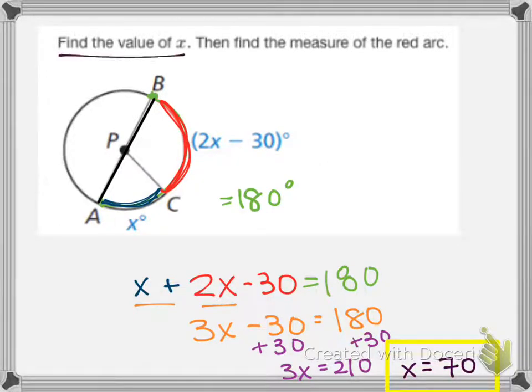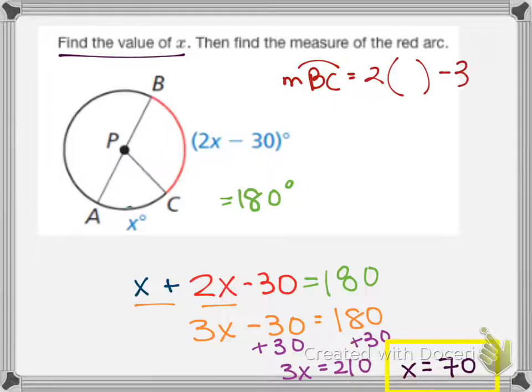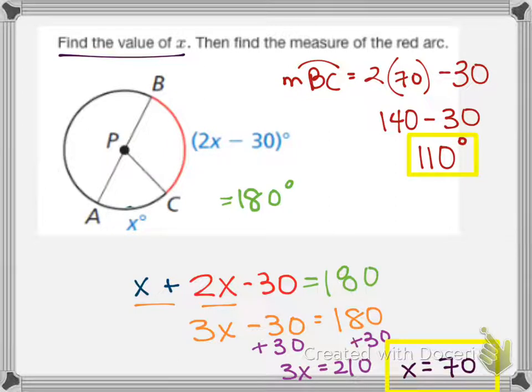It says find the value of x, and then it says find the measure of the red arc. So the red arc, if I erase this, is BC. So we're going to find the measure of BC, which is 2 times x minus 30. So we're going to do 2 times 70, which is 140, minus 30, which makes 110 degrees. An easy way to check yourself, if this arc is 110 and this arc is 70, add them together and they make 180.